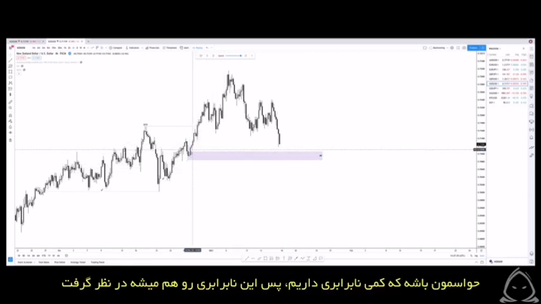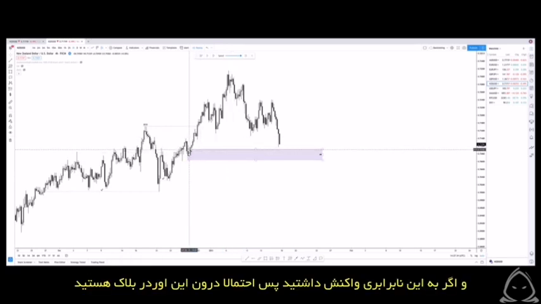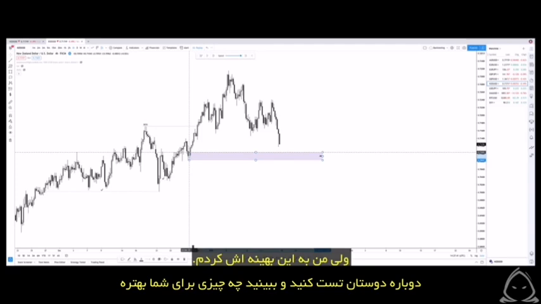Mindful, of course, that we do have some imbalance. So you could just put this to the imbalance there. And obviously, if you've got a reaction simply off this imbalance, you are potentially inside this order block. But I've refined it to this one. Again, test this, guys. See what works for you.